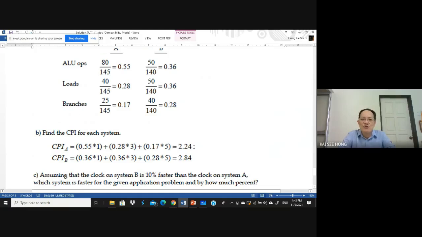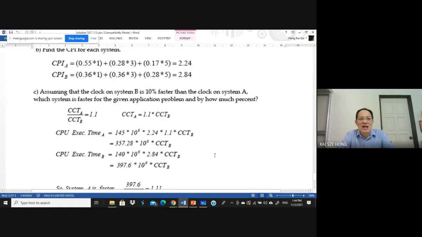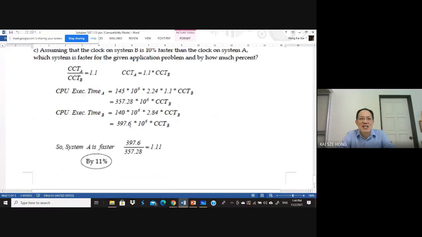Eventually, you get 2.24. But for system B, 36% multiplied by 1, 36% multiplied by 2, and then 28% multiplied by the 5 clock cycles for the branch. Branch has a higher number of clock cycles. So if you calculate this, you get 2.84. Yeah. So now, last one.